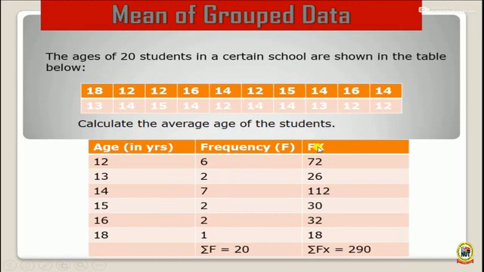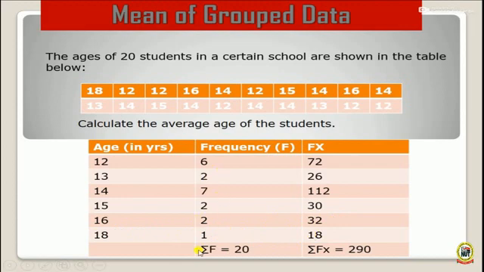Then remember, I said your fx is the multiplication of what you have in this column with what you have in this column. 12 times 6 gives us 72. 13 times 2 gives us 26. 14 times 7 gives us 112. 15 times 2 gives us 30. 16 times 2 gives us 32, while 18 times 1 gives us 18.